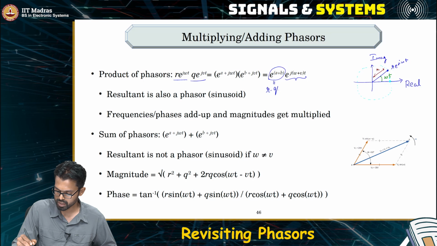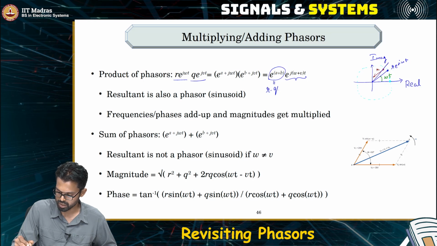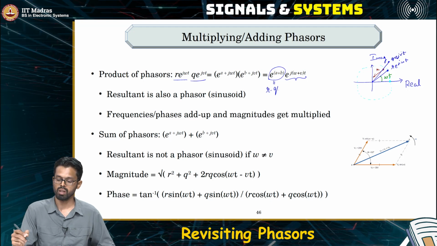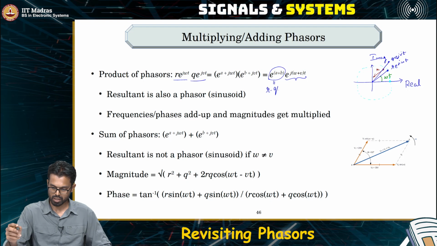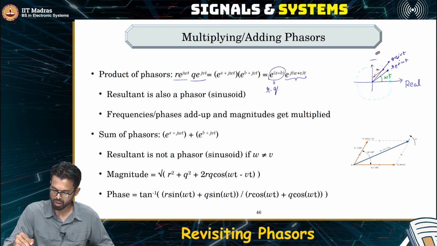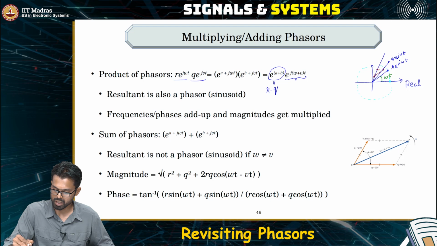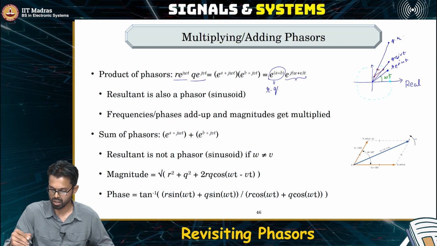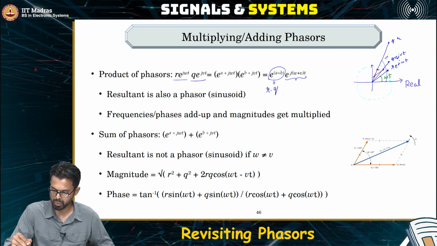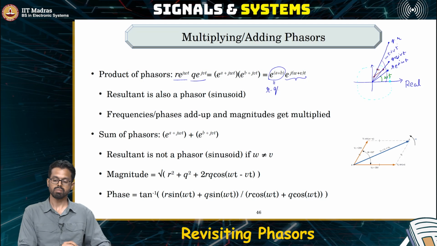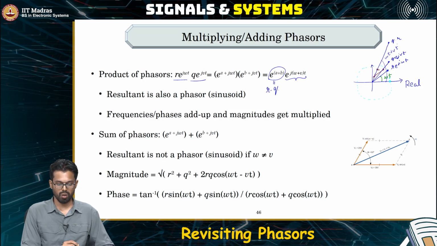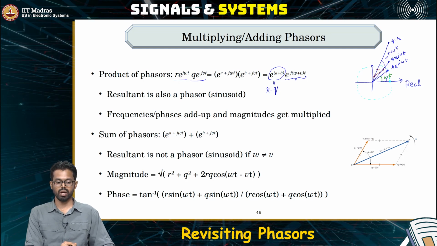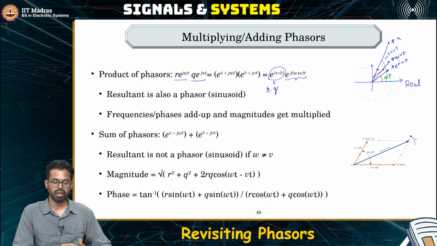If we have another phasor, let's call that q e power j v t, the multiplication of these two is nothing but the magnitude gets multiplied and the phases get added up. So this is q times r, and this angle is omega t plus v of t. All right, so this is as good as a simple complex number multiplication.